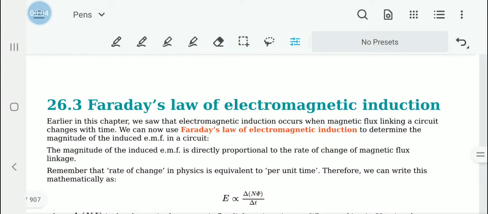Physics chapter 26 theory video. Faraday's law of electromagnetic induction is what we are going to discuss.